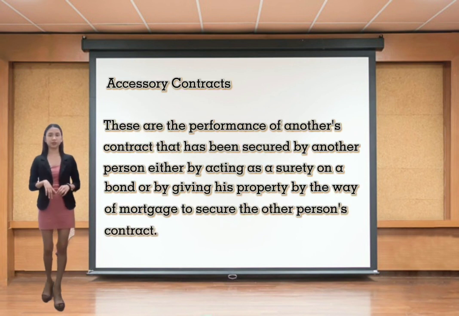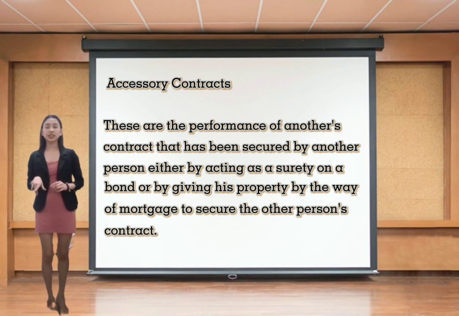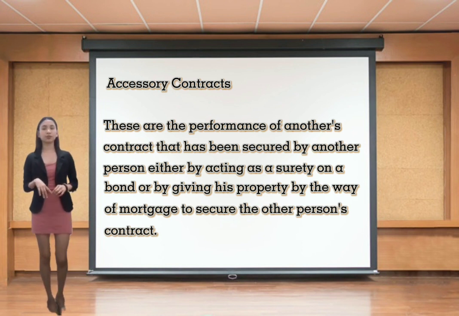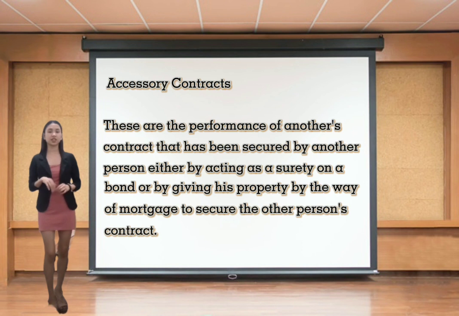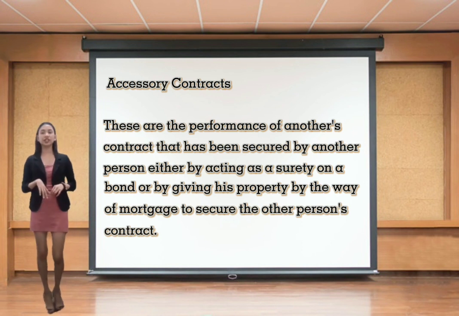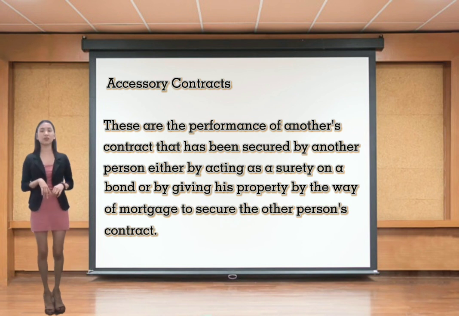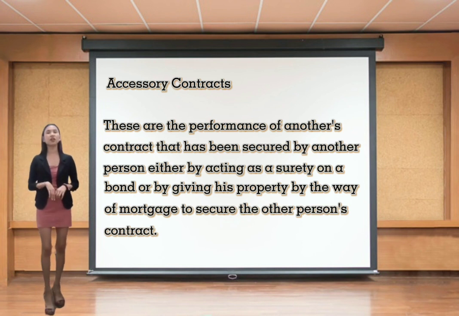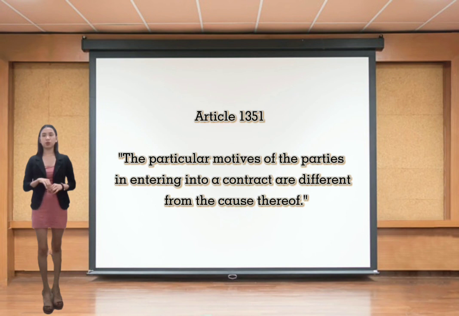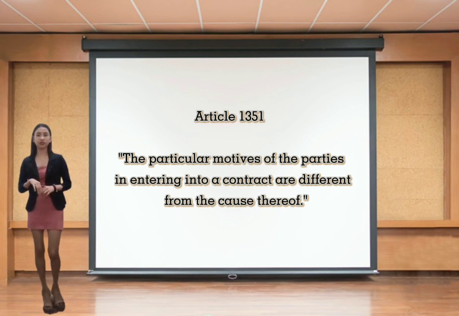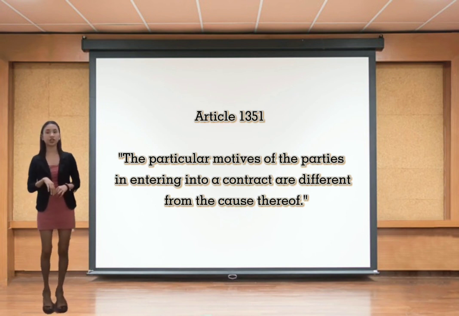Accessory contracts. These are contracts for the performance of other contracts that have been secured by another person, either by acting as a surety on a bond or giving his property by way of mortgage to secure the other person's contract. Article 1351. The particular motives of the parties in entering into a contract are different from the cause thereof.